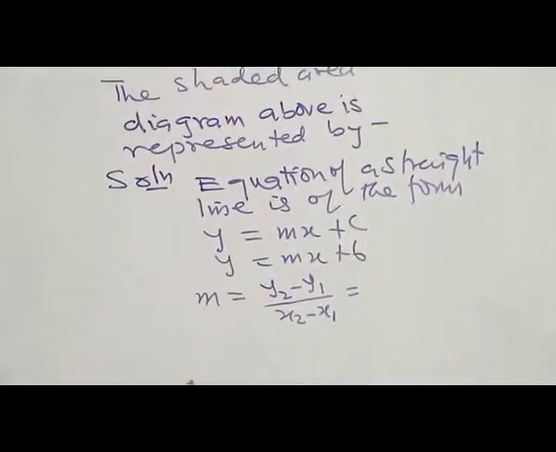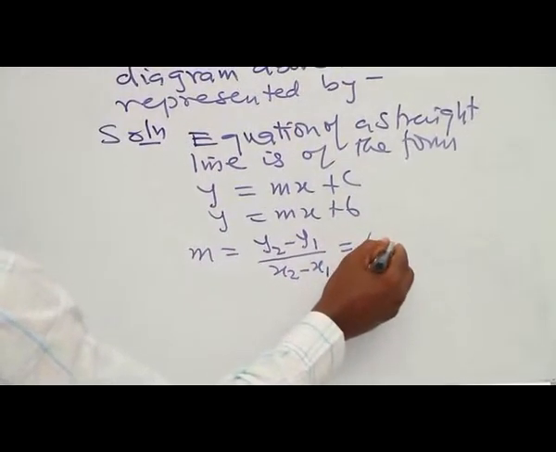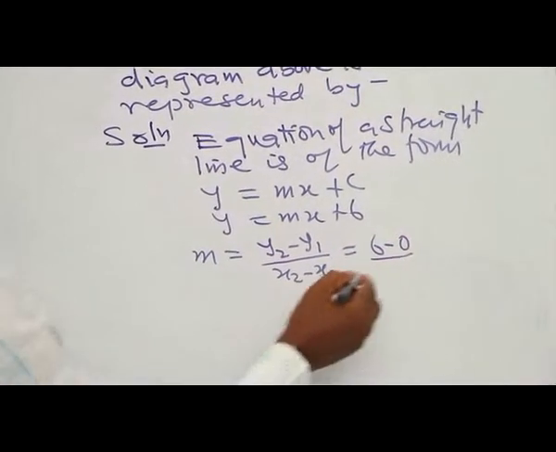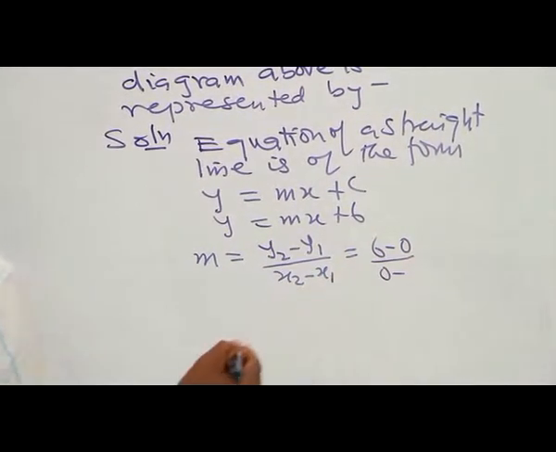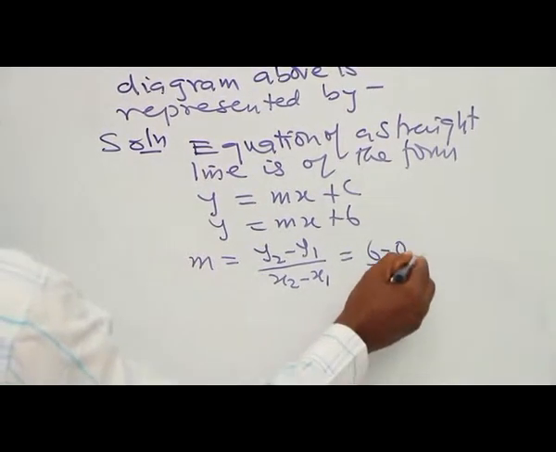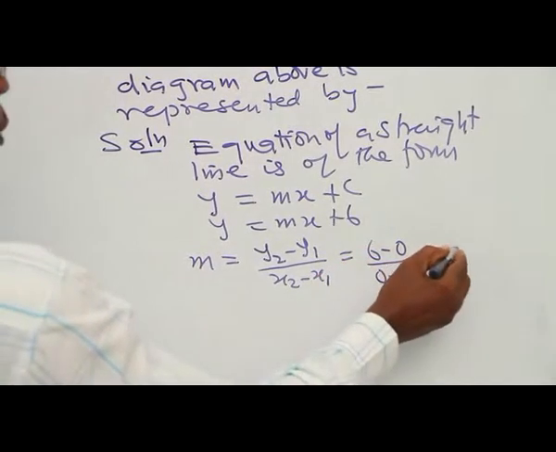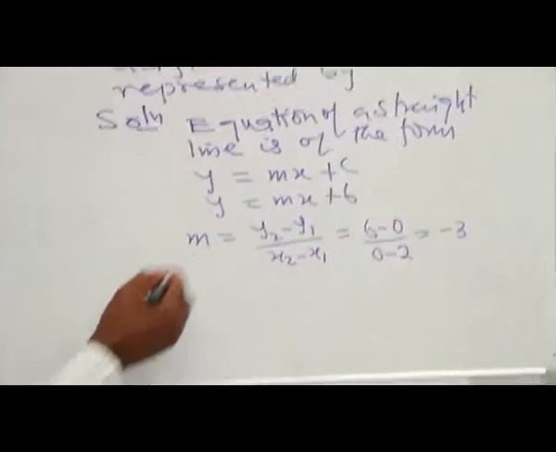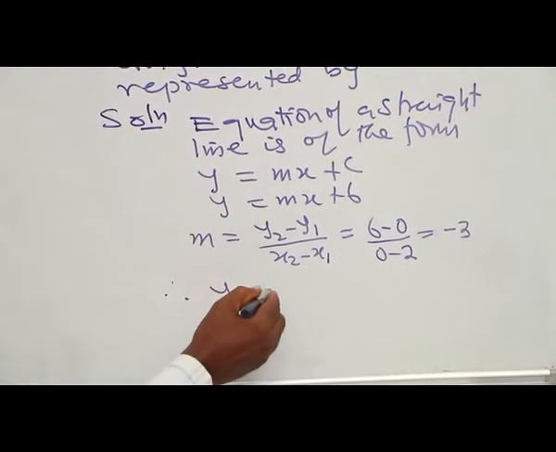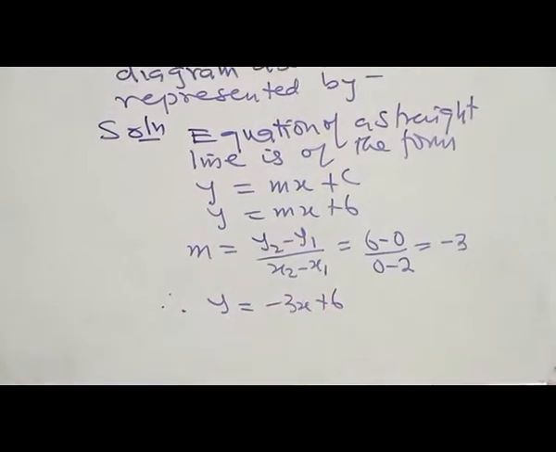So if we substitute them accordingly, our y2 is 6 and our y1 is 0. Our s2 is 0 and then our s1 is 2. When you solve this, you have 6 all over minus 2, and that will give you minus 3. So you can now write the equation. Therefore, the equation is y equal to minus 3s plus 6.